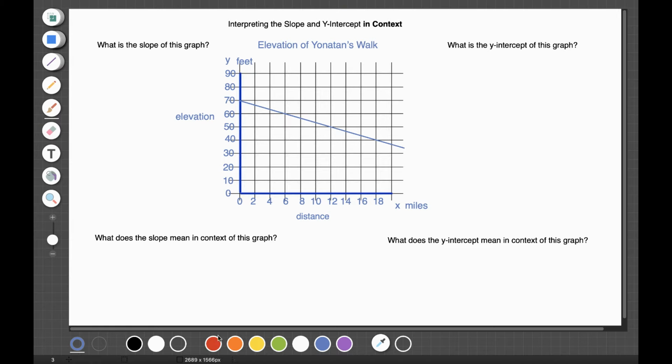Okay, we're gonna go over that. If you skip through that, that's okay, but please just know you need to be able to find these two things. You will never be able to answer this question on a test if you can't find those two things. So let's start with the slope.